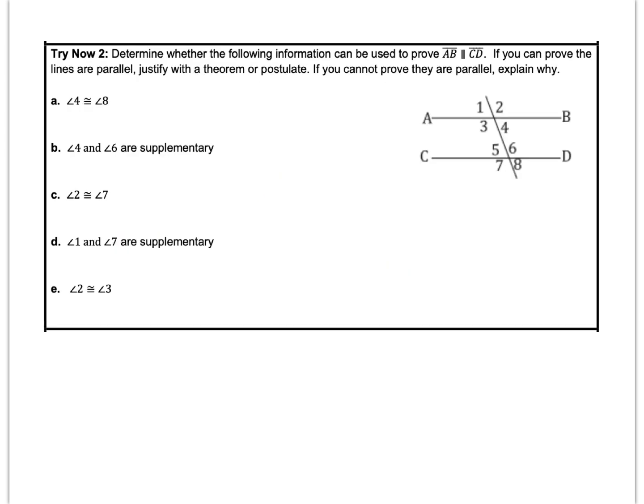Here's a try now for you to try on your own. We'll determine whether the following information can be used to prove that segment AB is parallel to segment CD, and if you can prove that the lines are parallel, justify with a theorem or postulate. If you cannot prove they're parallel, explain why. Please try this on your own. I'd like you to pause your video now, and then when you hit play, I will have the solutions posted and we'll discuss them. Please pause.